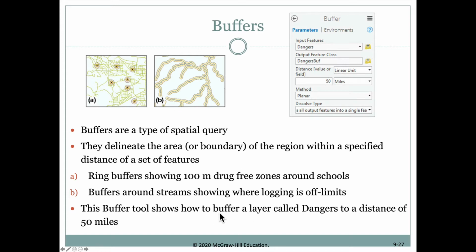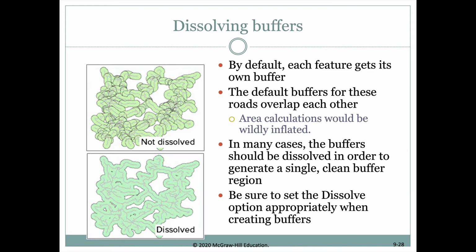For the buffer tool, it shows what we're going to buffer, in this case the dangers, and what we're going to call the output, because we're actually creating a new layer with this. It's going to be called dangers buff, or we could rename that. Then we want to show the width of the buffer, how far away from that feature we're going to define the new area. In this case, it's 50 miles from the dangers layer. We can always reset this. We can use kilometers or feet if we want to, anything that we want in order to create the proper buffers. When we create buffers, it buffers each individual line feature.